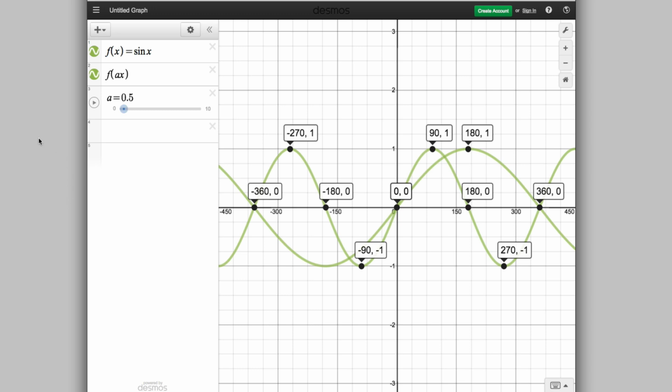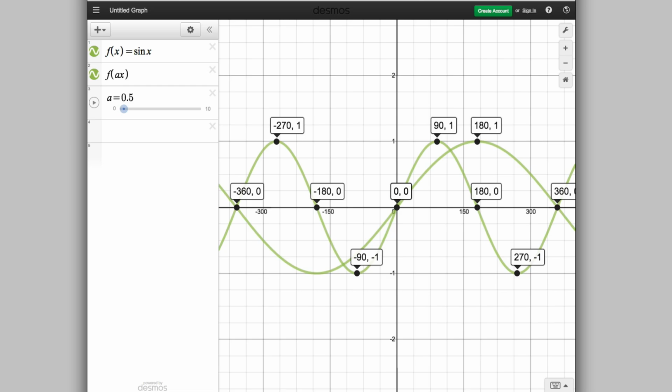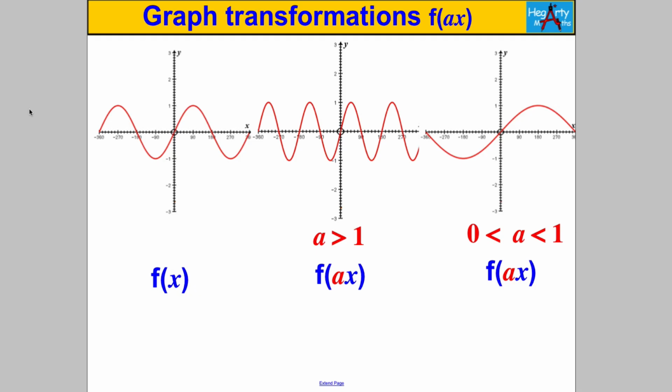So I think we've got enough to go back to our slides and summarize what's happening. Let's consider a general function and its graph f of x. From the graphing software, we realize that if we try to draw f of ax, where a is some number bigger than 1, then what we're doing is squashing in the x direction by a factor of a. So we squash in the x direction by a factor of a.